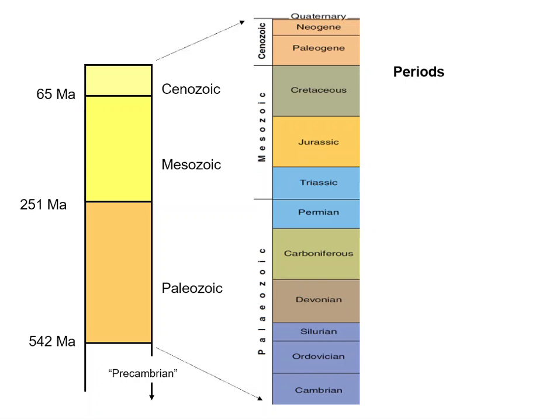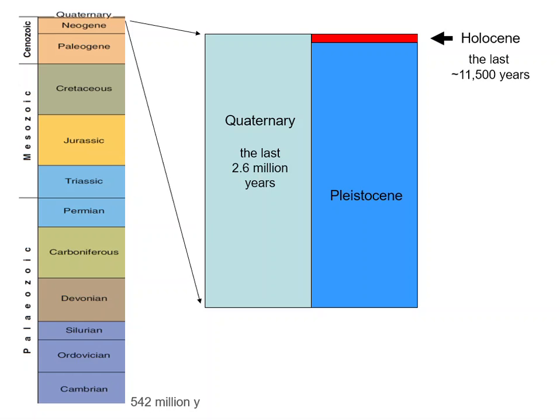So for a lot of physical geography, we tend to focus on the upper end of this geological timescale, the Cainozoic. In particular, we tend to focus right at the very top of that column in the Quaternary, which is the last 2.6 million years. The Quaternary is broken down into the Holocene, which is the last 11,500 years or thereabouts, and the Pleistocene, which is the remainder of that Quaternary.